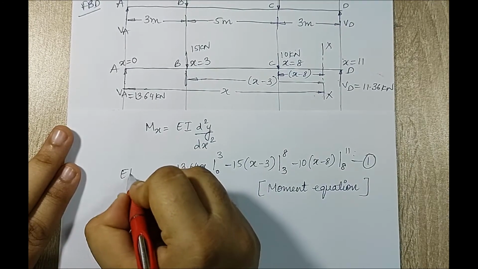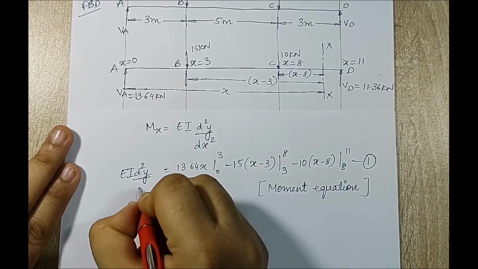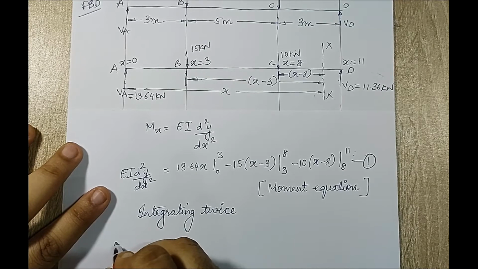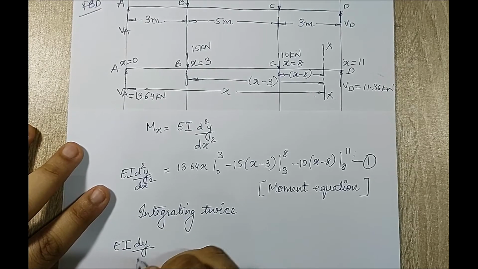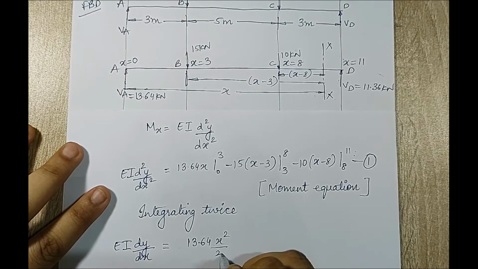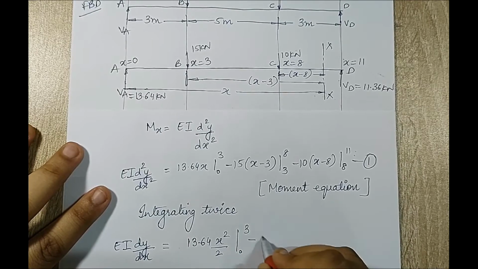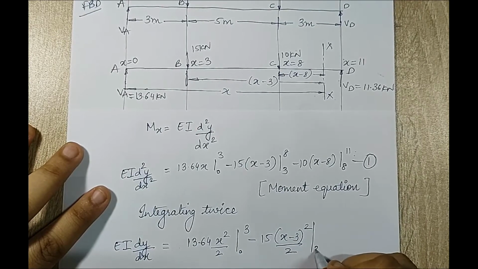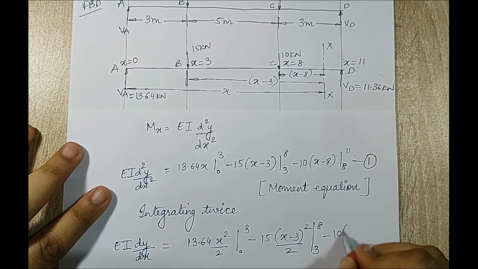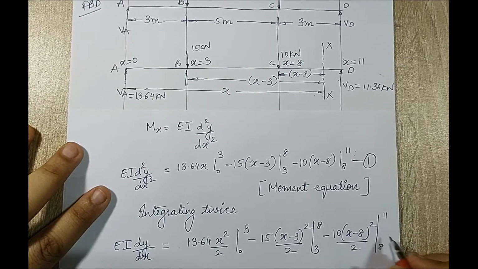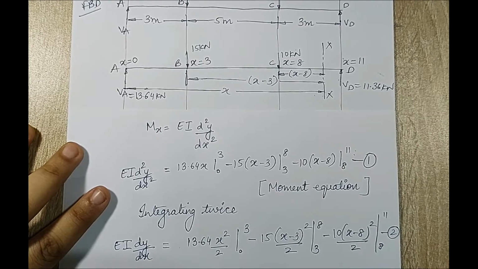Here the equation is EI d square y by dx square. So when I integrate this, I'll get EI dy by dx is equal to, the first term is 13.64 x square by 2 from 0 to 3, minus 15 into x minus 3 square by 2 from 3 to 8, and this will be 10 into x minus 8 square by 2 from 8 to 11. This is my equation 2.